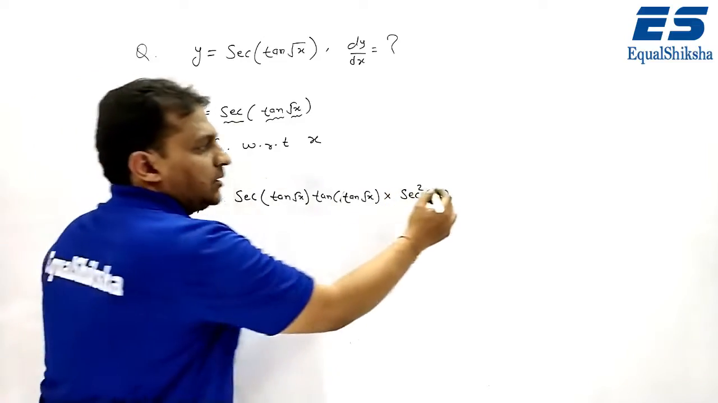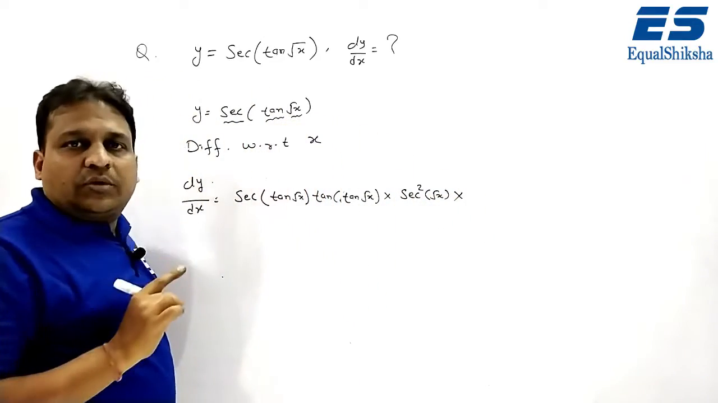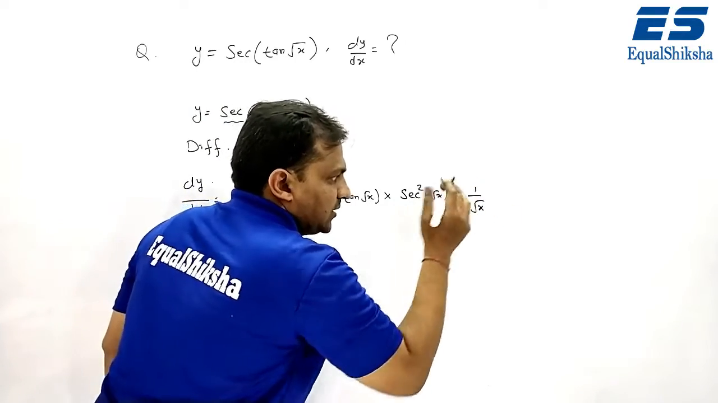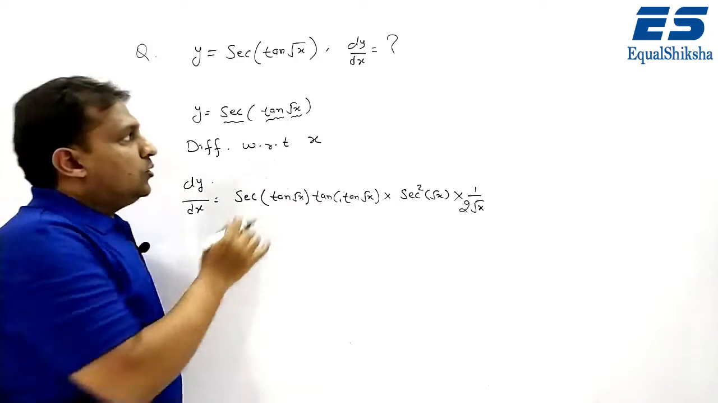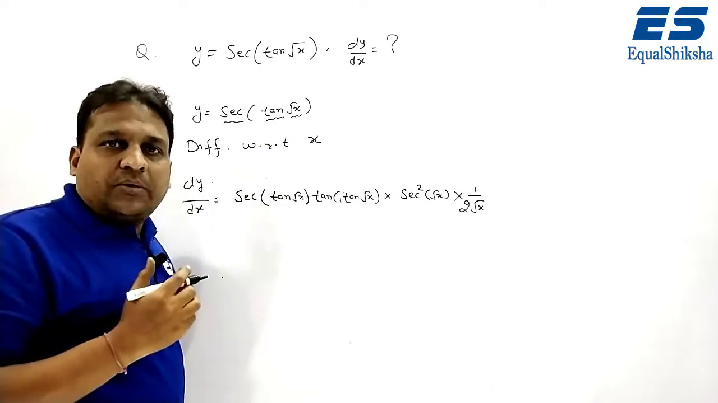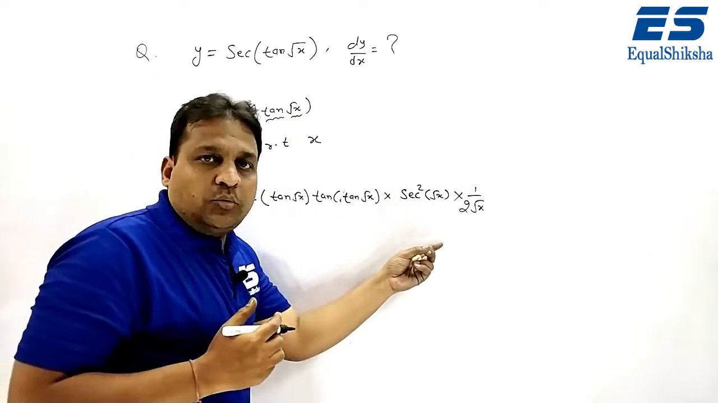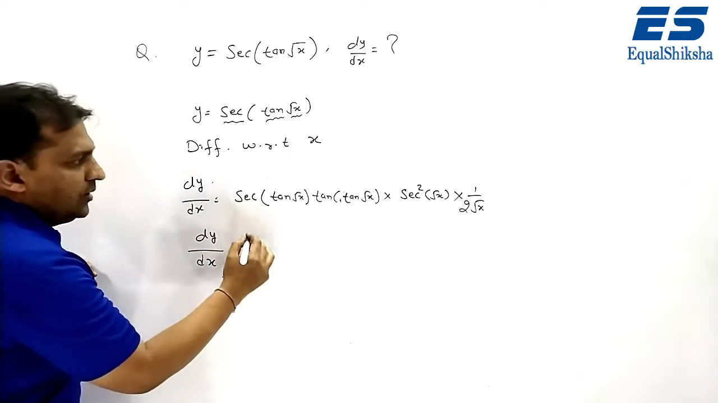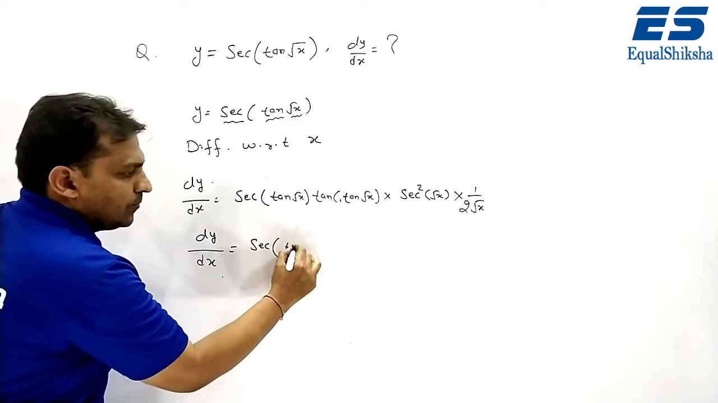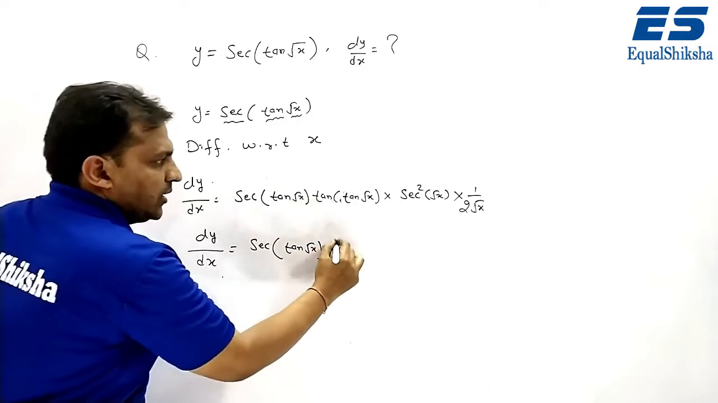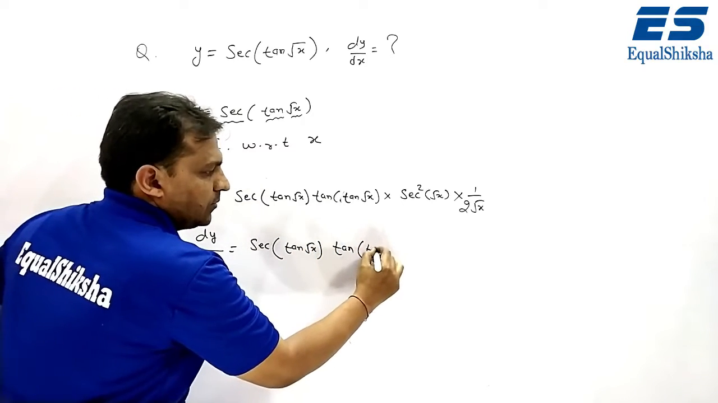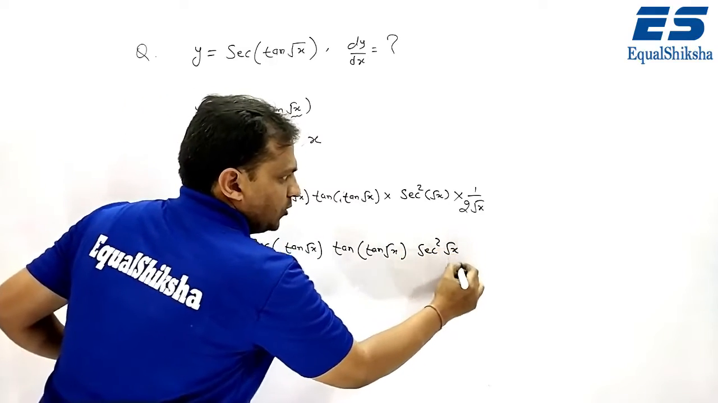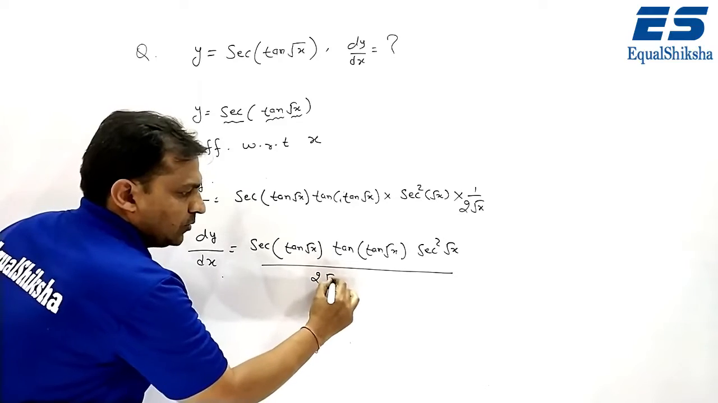Now we will differentiate root x. As you know, differentiation of root x will be 1 upon 2 root x, as we discussed in the starting basic formulas. Because root x will be considered as x to the power n, so there will be 1 upon 2 root x. It means the final value of differentiation of this question will be sec tan root x into tan root x into sec square root x upon 2 root x.